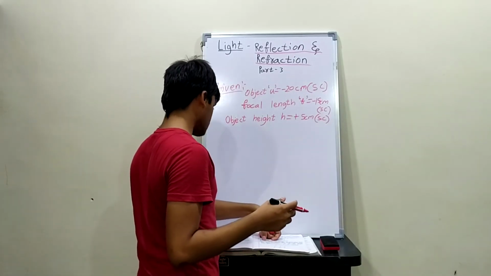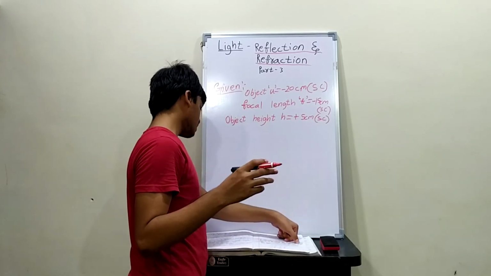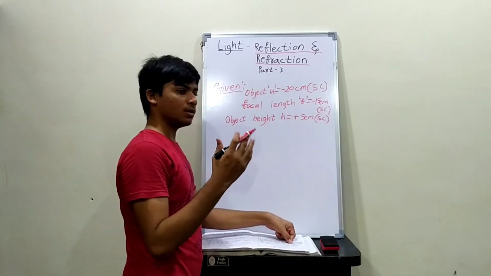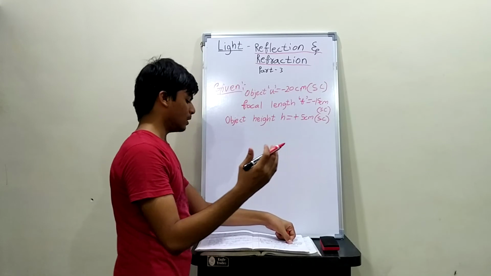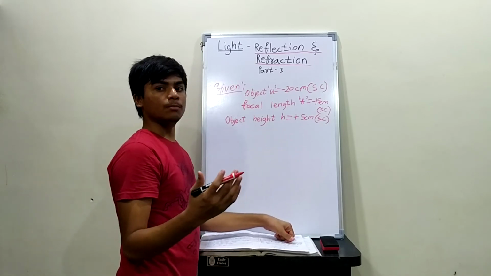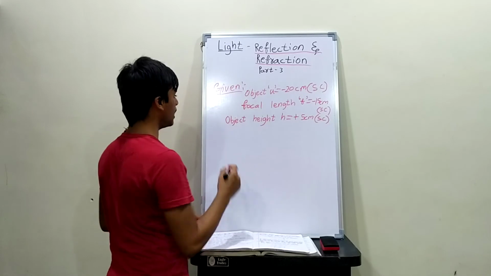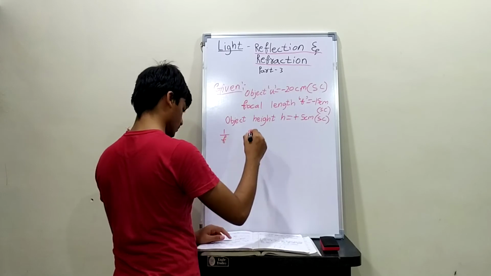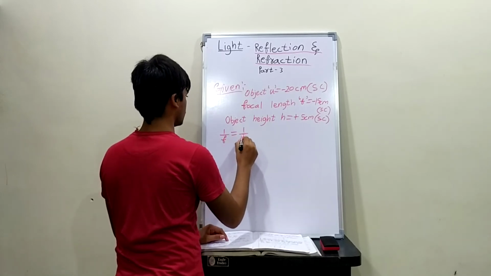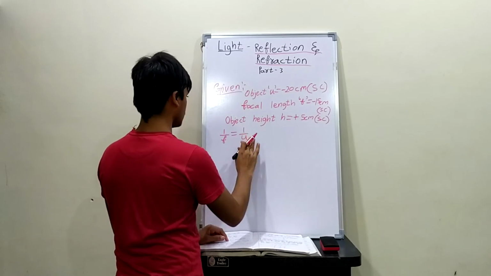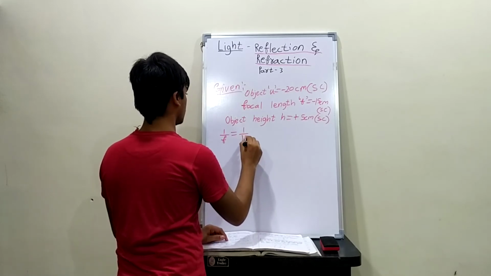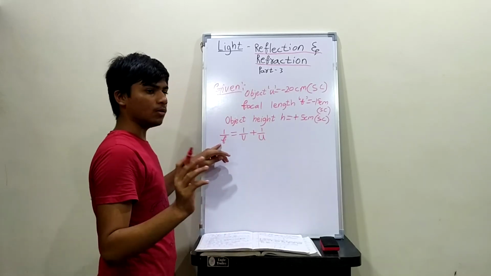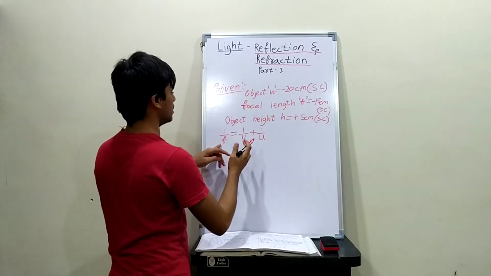Now first what they have asked is, at what distance from the mirror should the screen be kept to get a sharp image. So always when we find the image distance, we have to use the mirror formula. As I told you, this is the mirror formula. Don't forget this.